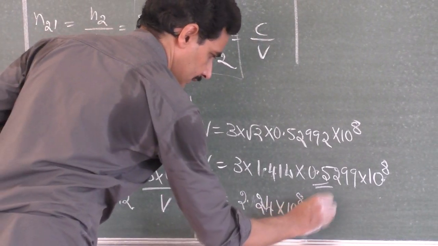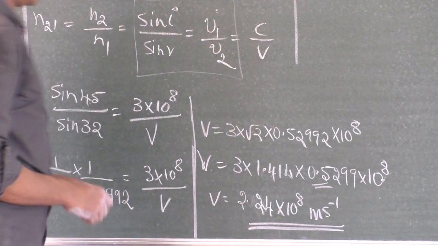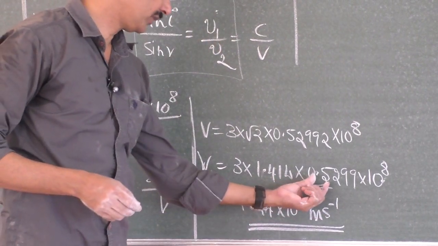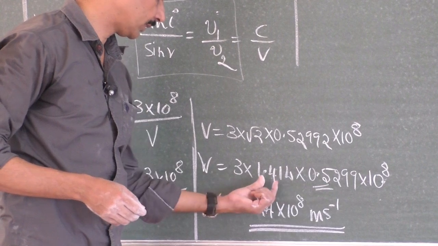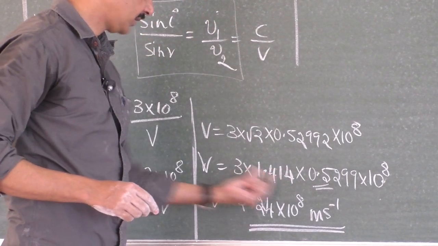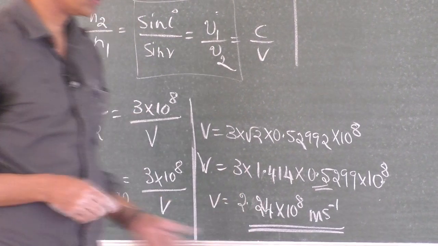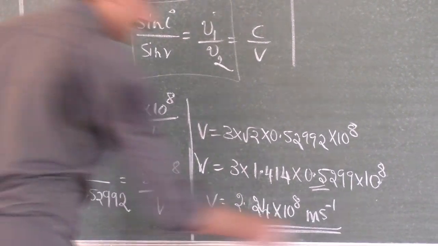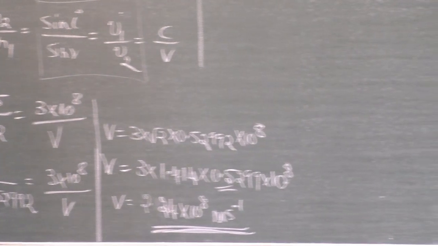Check it, I didn't bring the calculator. So I did it like this: 0.5, half of 1.414, is 0.7. 0.7 into 3 is 2.1. This is 2.24. Yes, the answer is correct. Check it. This is how we do it, right? Okay. Moving back to another problem.